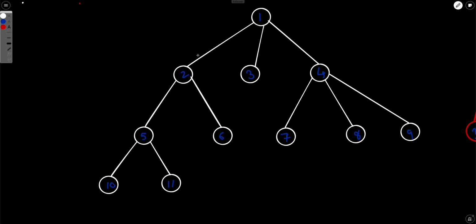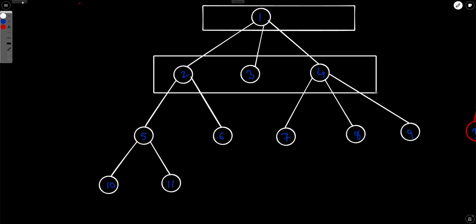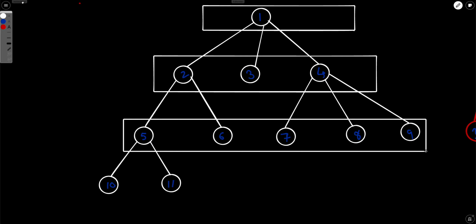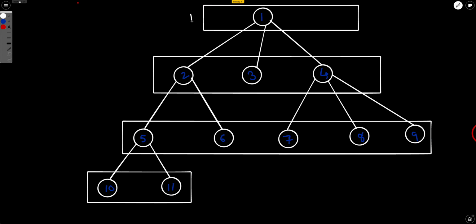So if this is the case, a simple strategy could be to just divide it into levels, level by level. The first level you can call group 1, then group 2, 3 and 4. So there are four groups you have formed: the first group contains 1, the second contains 2, 3, 4, the third 5, 6, 7, 8, 9, and the fourth 10 and 11, right?